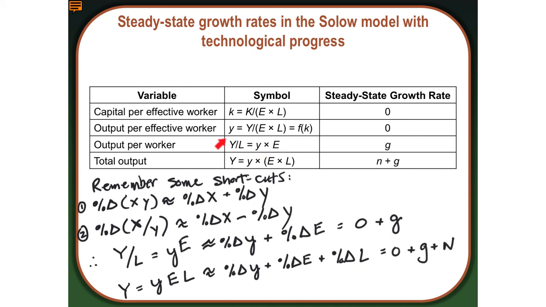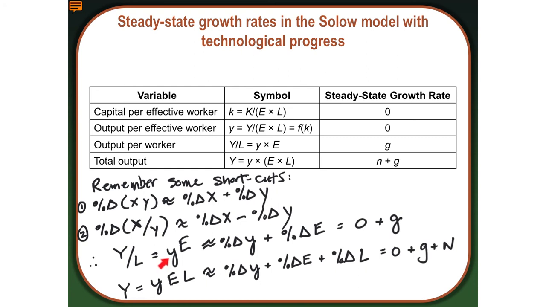Now we can figure out how much output per worker is growing in steady state by examining how much these two variables are growing in steady state. Output per effective worker we know is not growing. So let's skip down here. I'm just rewriting this from above. Aggregate output divided by the total number of workers is our output per worker. You can think of this as GDP per capita.